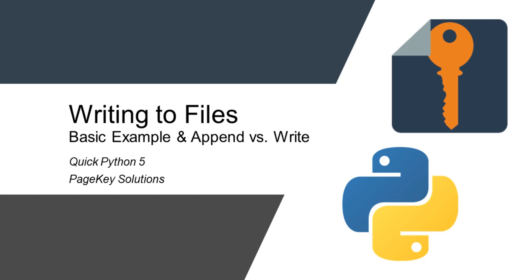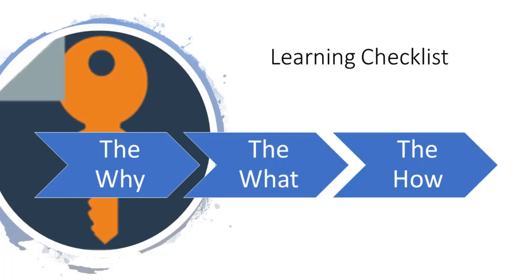I'm Steve, and today we're going to have a basic example of writing to files, and we're going to learn about writing modes. Append and write are all we're going to talk about today. In our last video, you saw the read mode, so now we get to learn about the different types of write modes. As always, we'll go through our learning checklist, starting with why we need to know how to write to files, what we'll be producing at the end of the video, and how we can get there.